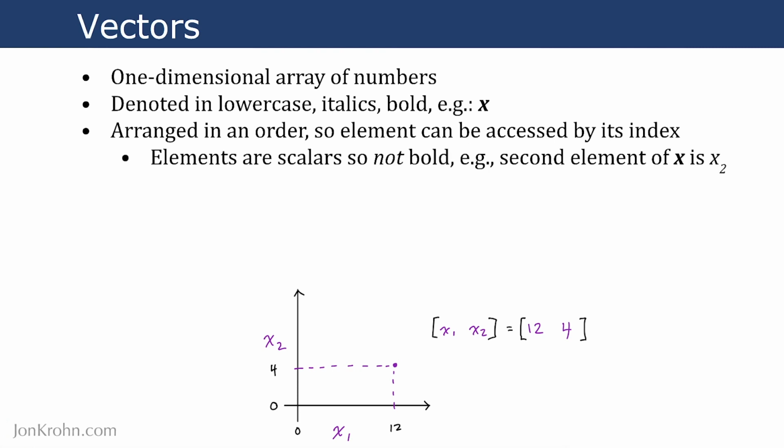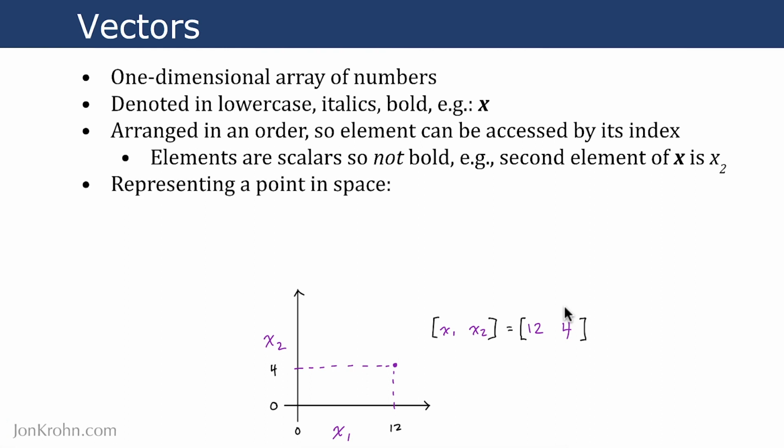So here's that example of the distinction between vectors and scalars in terms of notation. Each of the elements in a vector is a scalar, so an individual number, and so those aren't bold. If we want to denote the second element of some vector, x, which is bolded, then we denote that with x subscript 2, and this is not bolded. If we were referring to this vector here, which has a length of 2, then the second element, x2, is this number 4 here.